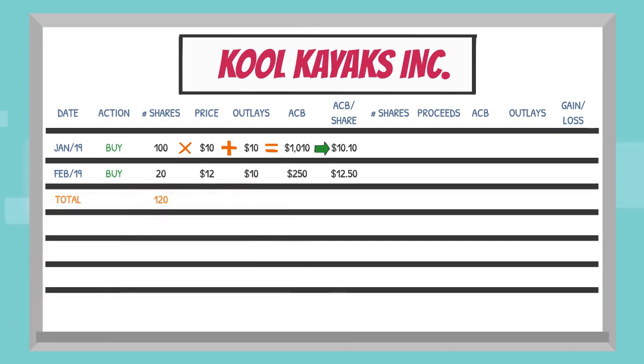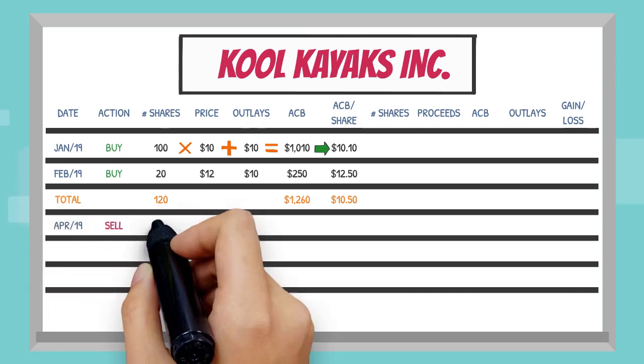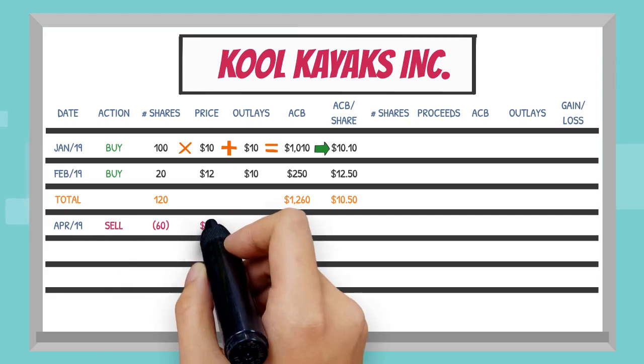You now have 120 shares, and these two transactions totaled $1,260. Divide that total cost by your 120 shares, and you now have your new ACB per share, which is $10.50. Cool Kayaks Inc. stock has gone up, and you decide you want to lock in some profits, so you sell 60 shares currently trading at $15.